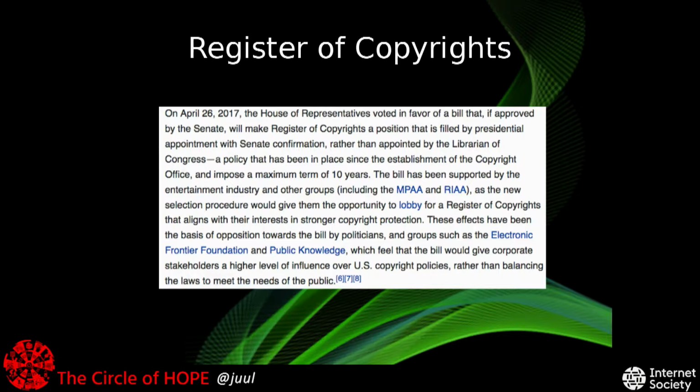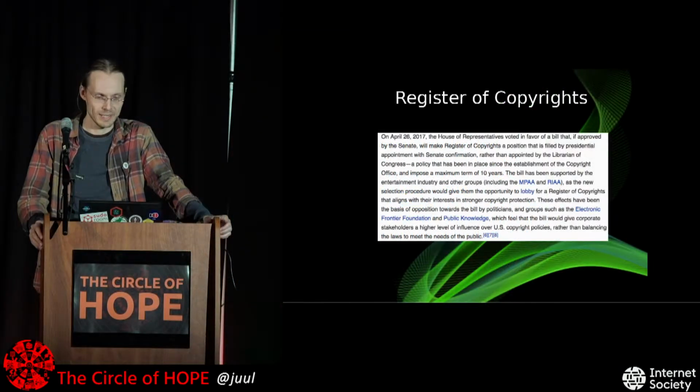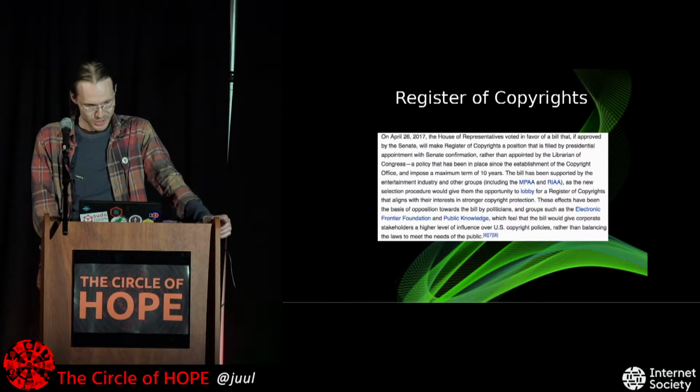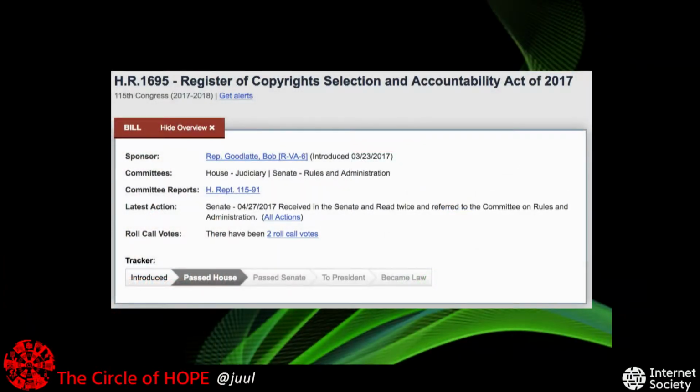So you don't have to read all this, but what's happening right now is that the Register of Copyrights used to be, or is currently, chosen by the Librarian of Congress. But our lovely government is trying to pass a law that will change this, so the next Register of Copyrights will be assigned by the President of the United States. So you could probably guess how that's going to go. Right now, the law has passed the House and been referred to committee, so it's probably going to take a while before this goes through, but who knows where it's going to go?